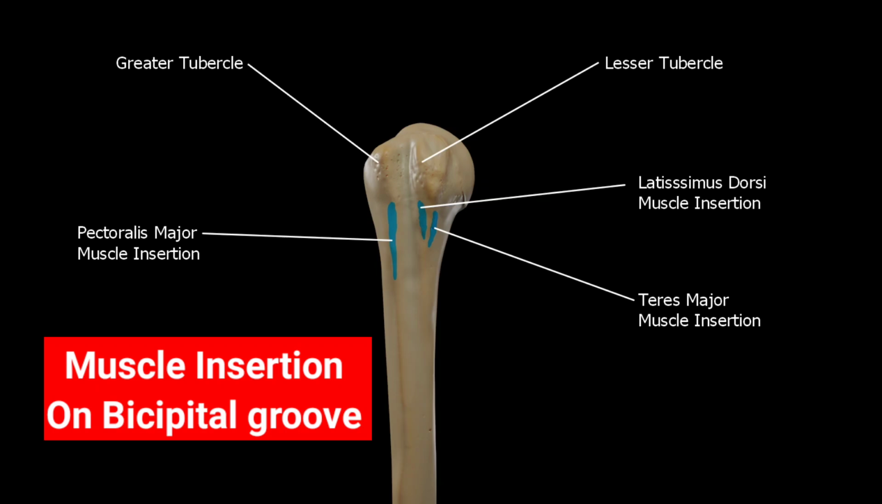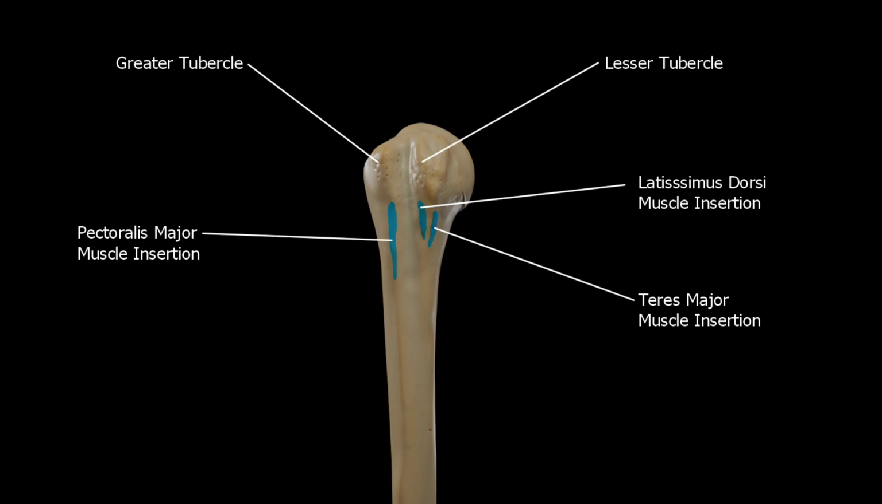Latissimus dorsi is inserted into the floor of the intertubercular sulcus. And pectoralis major is inserted into the lateral lip of the intertubercular sulcus. And the teres major is inserted into the medial lip of the intertubercular sulcus.